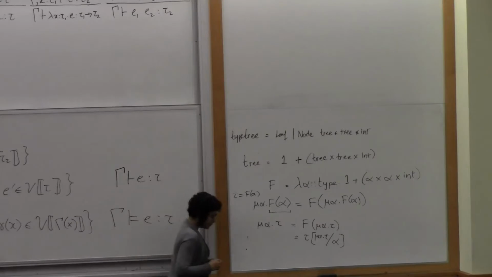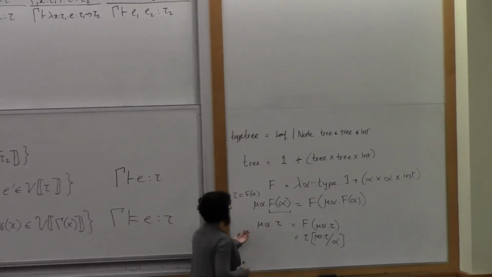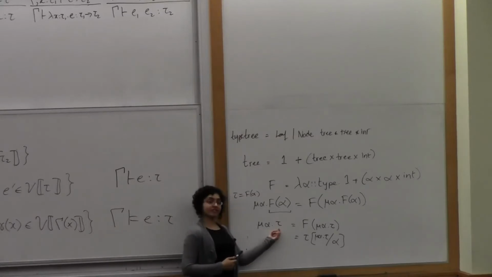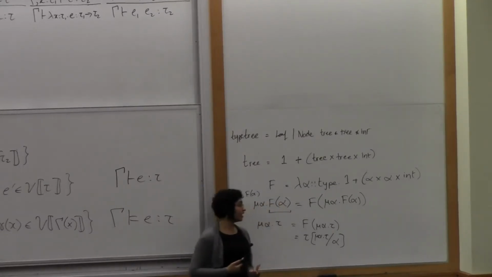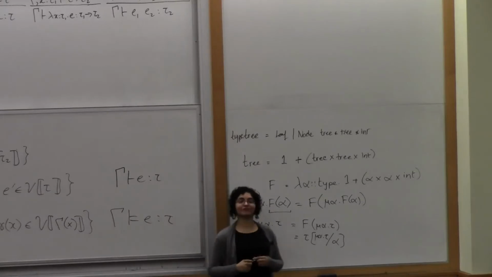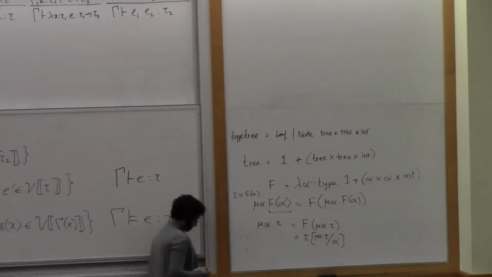what I'm saying is let's posit the existence of a fixed point, all right, at the type level, and we're going to write it down as mu alpha tau. And by definition of it being a fixed point, we have this equation that mu alpha tau is equal to tau with mu alpha tau replacing alpha. Okay? All right.